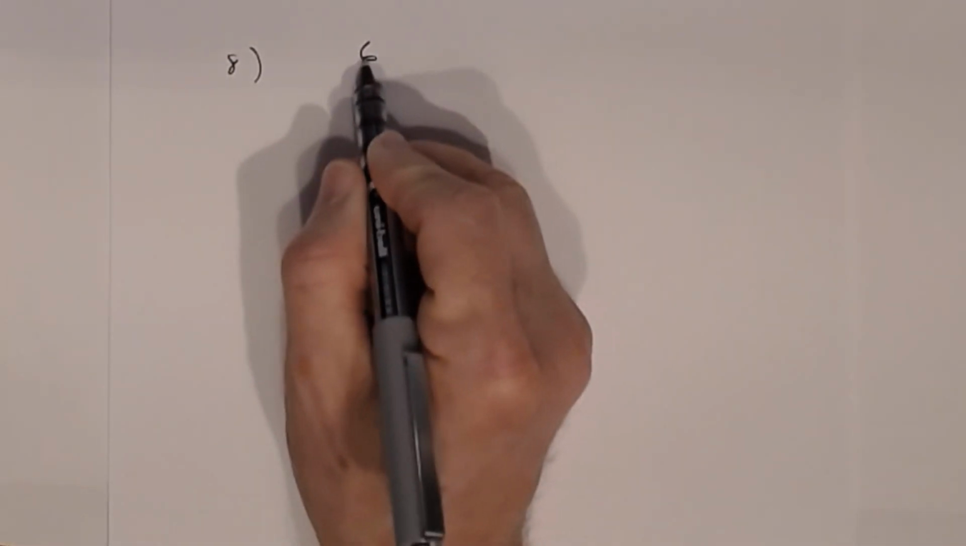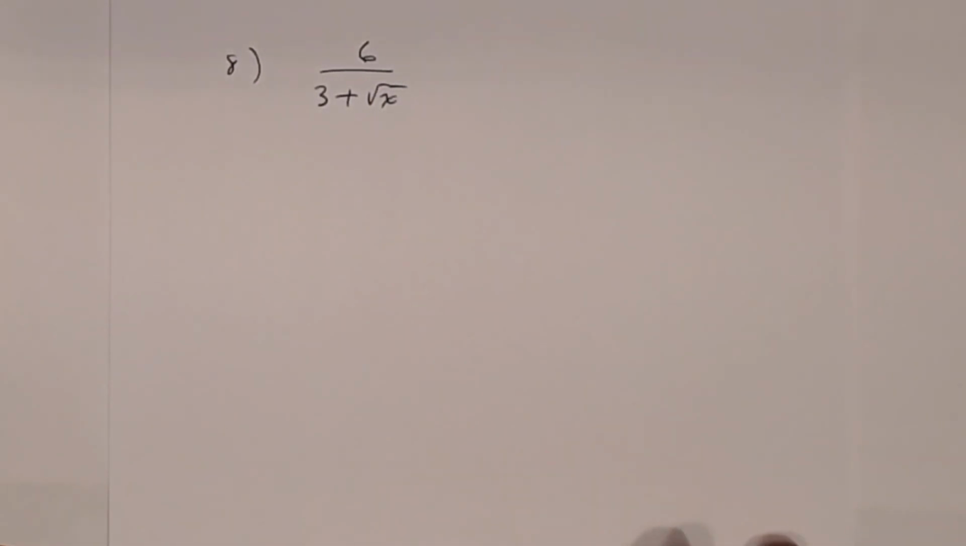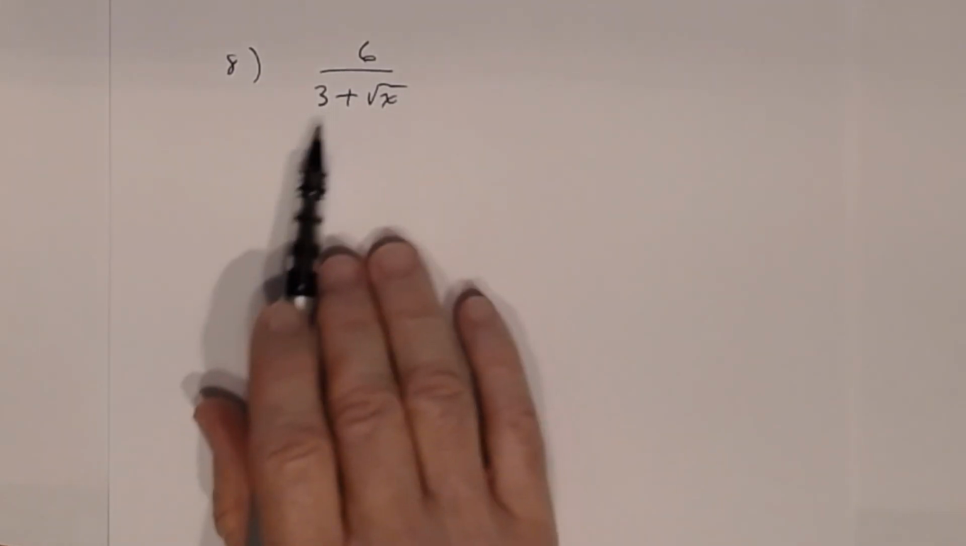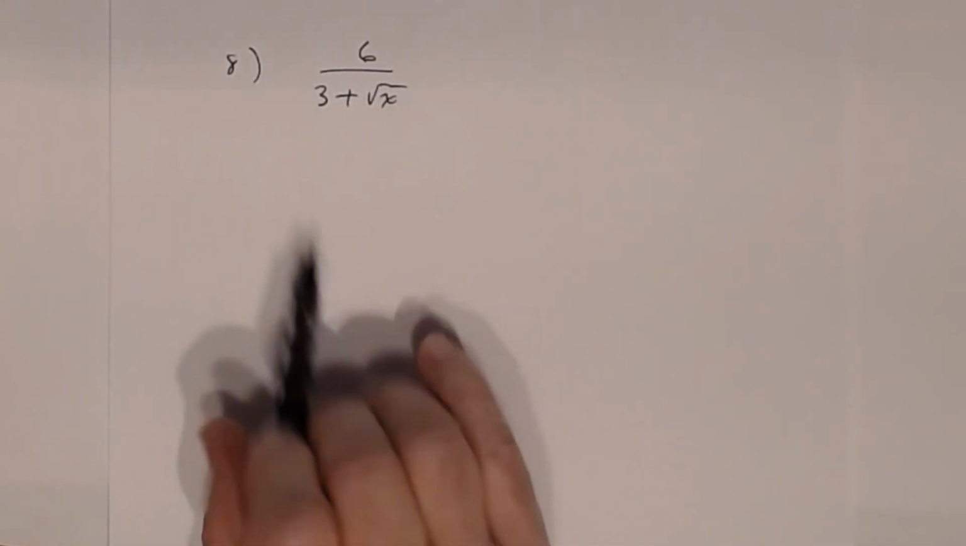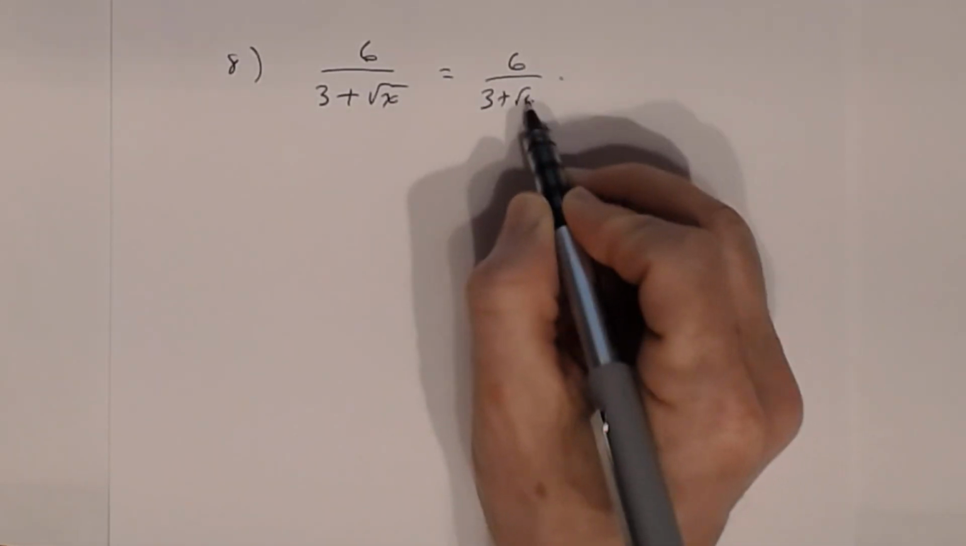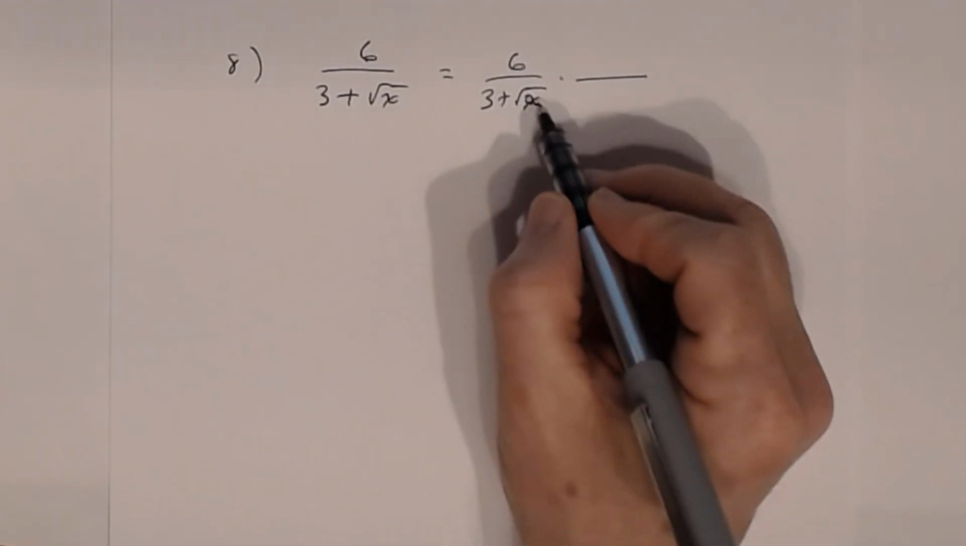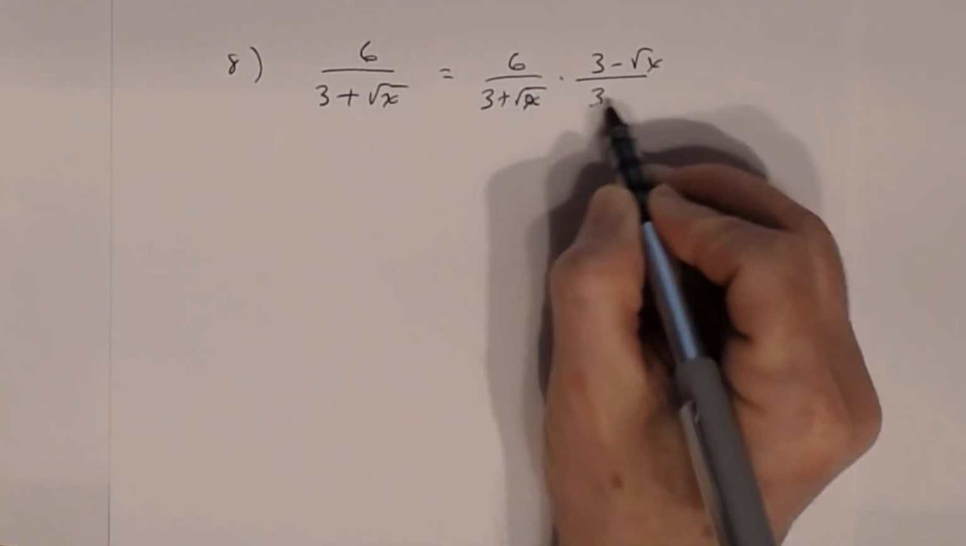So let's suppose you had 6 divided by 3 plus the square root of x. It's the same approach. You want to get rid of that square root, so you're going to use the conjugate of this. Since you have two terms, you're going to do the conjugate. You can multiply both numerator and the denominator by the conjugate. So the conjugate of 3 plus the square root of x is 3 minus the square root of x.